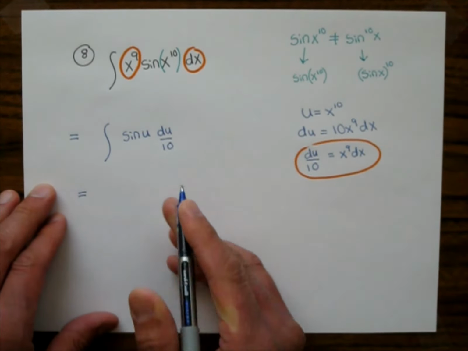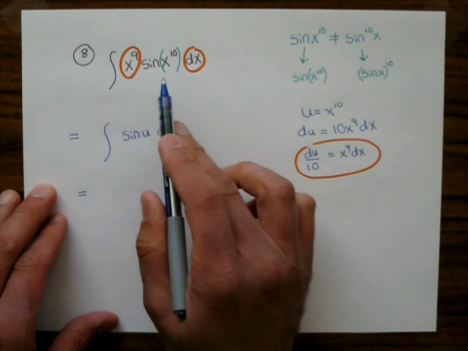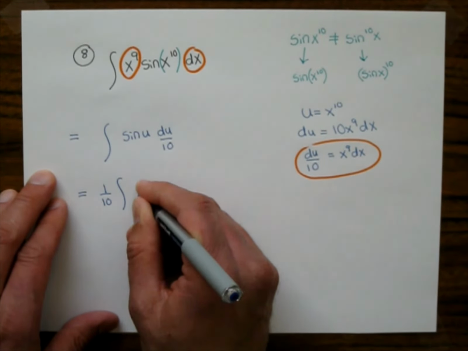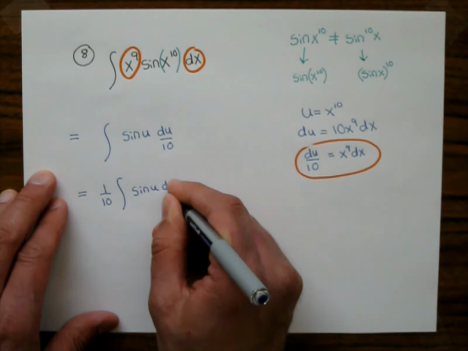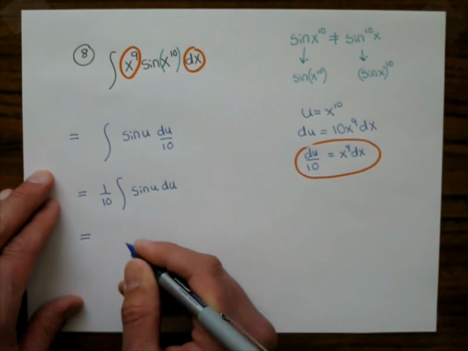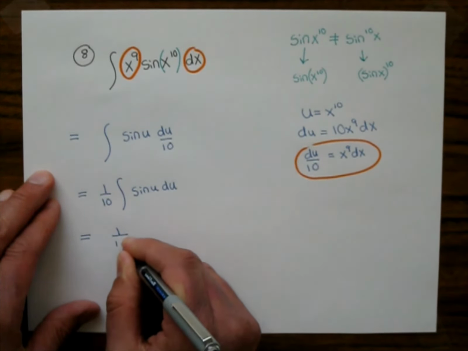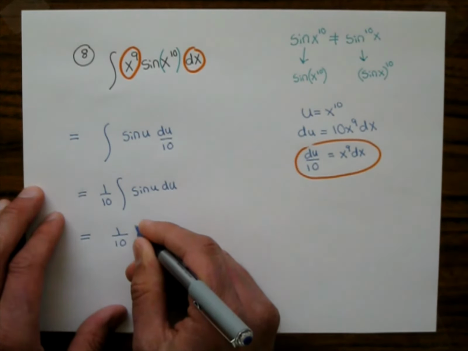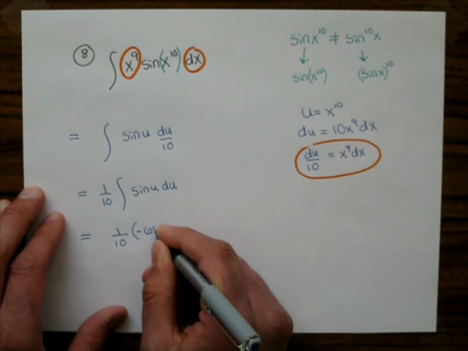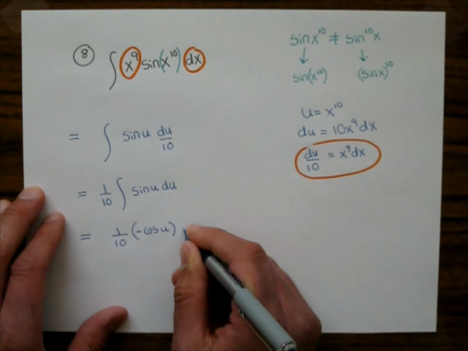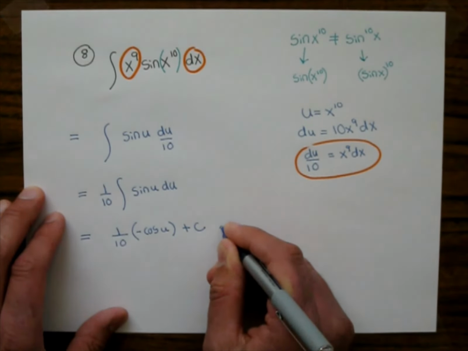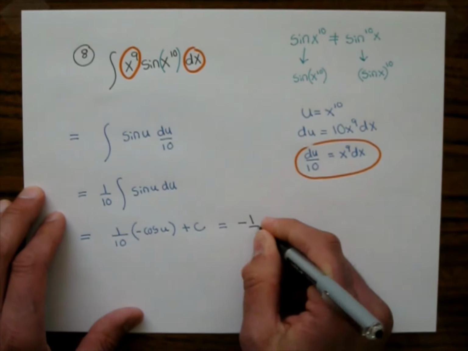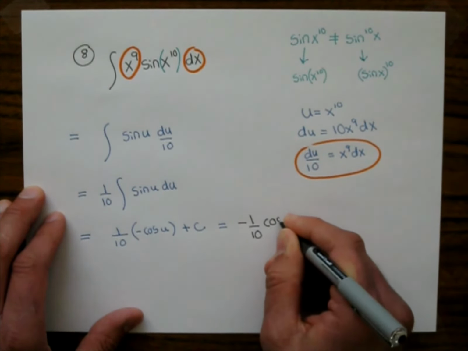And this is, I think I stole one of these problems from the homework. It's like an even problem that I didn't assign. This is 1/10 integral sine u du, and this gives me, well, let's take the antiderivative of the sine. The antiderivative of the sine is negative cosine, so this is negative cosine u, and then we have plus c, and then I'll take this negative in front of the 1/10. This is going to be negative 1/10 cosine.